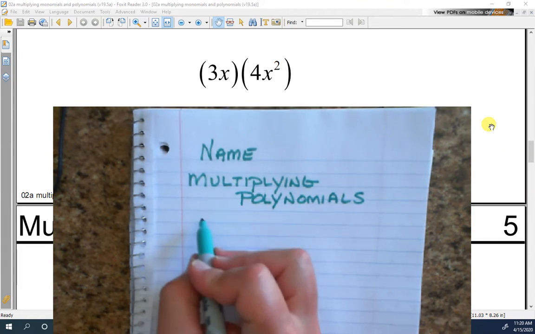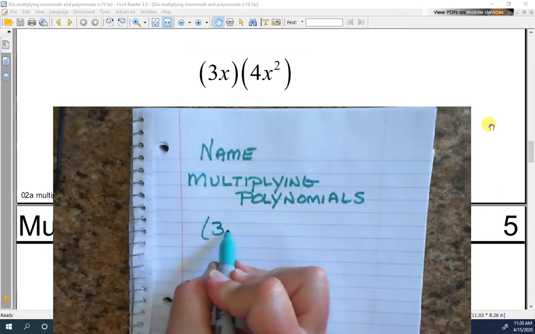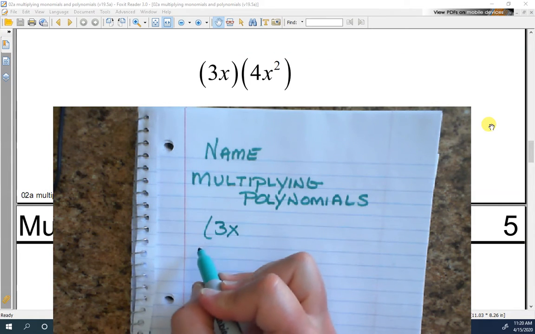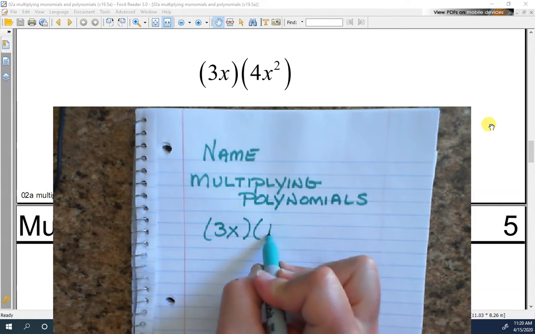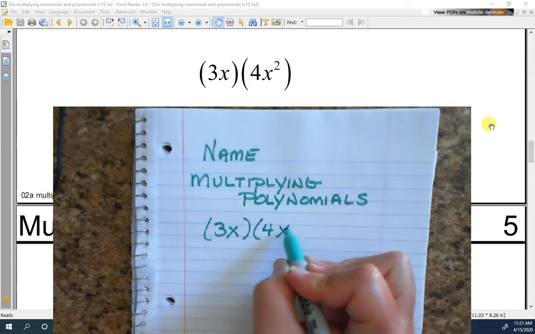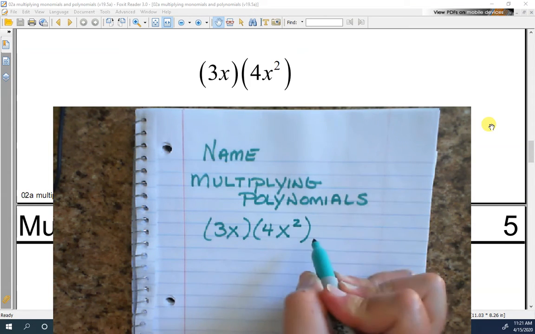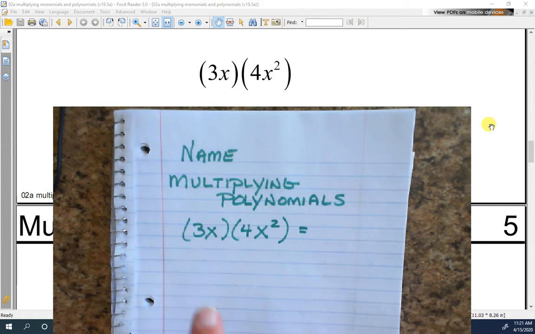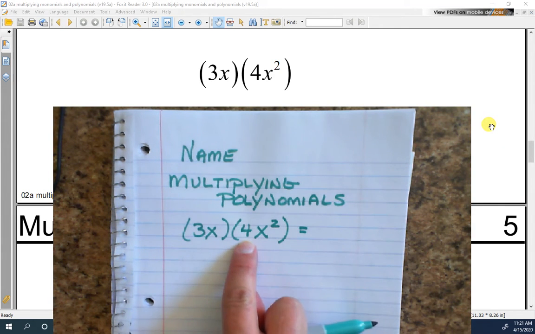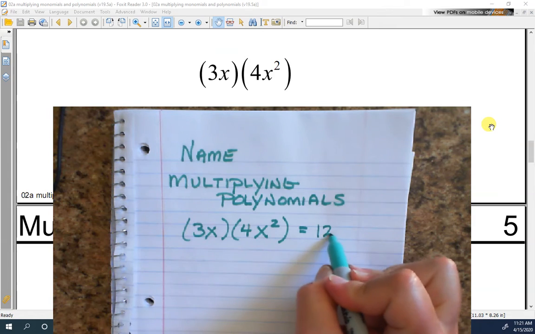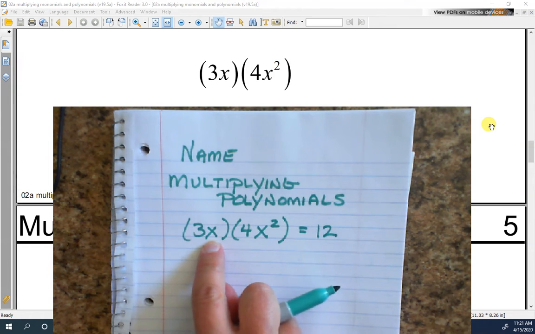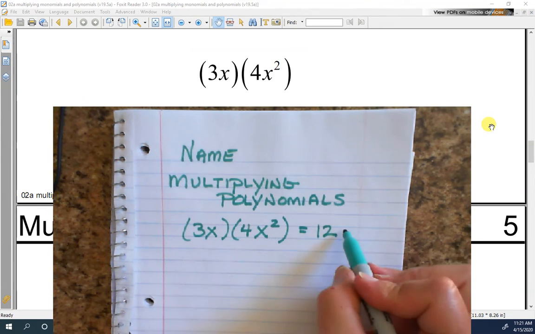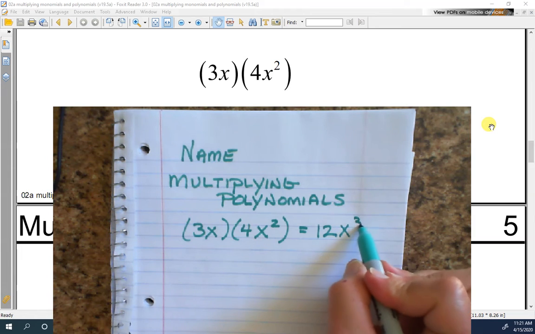And our first example will be 3x times 4x squared. So 3 times 4 is 12. And x times x times x is x to the third.